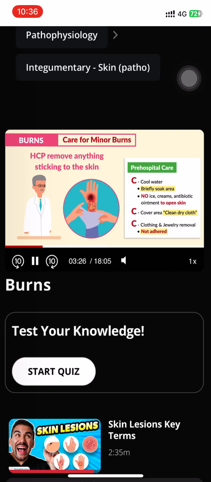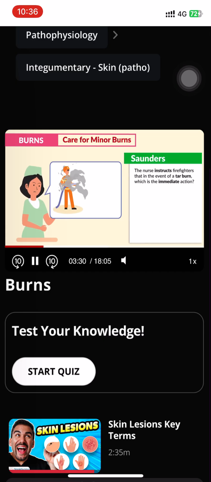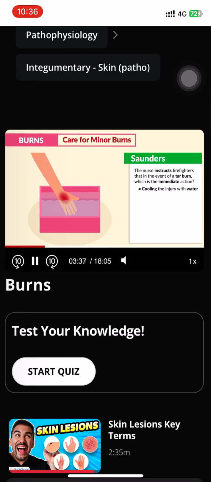So please be sure to write that down. Now Saunders mentions, the nurse instructs firefighters that in the event of a tar burn, which is the immediate action? Cooling the injury with water. Yes, that was our first C there.